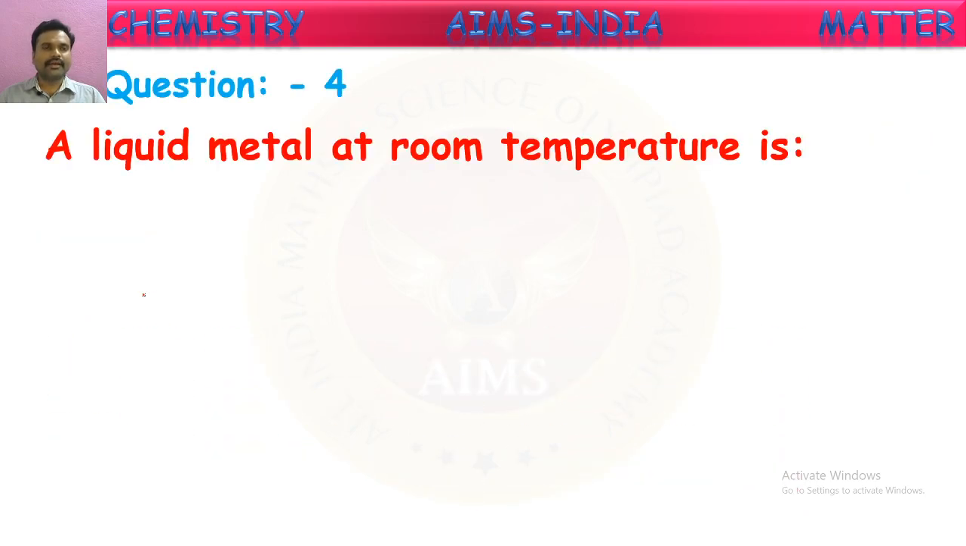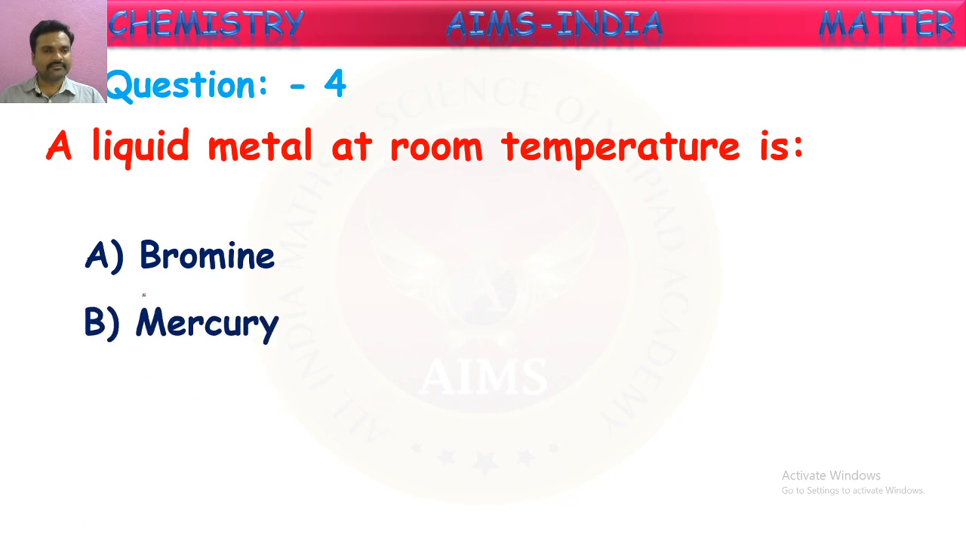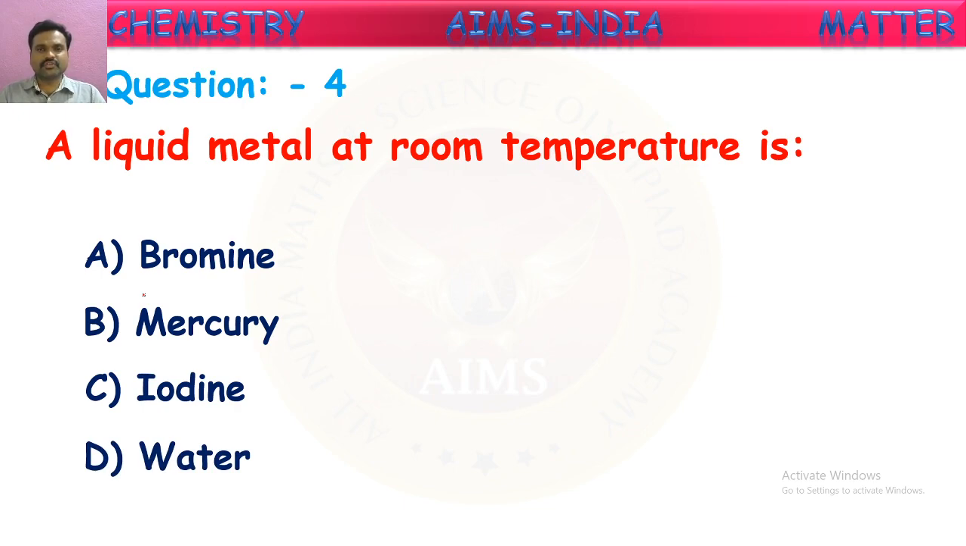Next, a liquid metal at room temperature. Out of all the metals, mostly all the metals are solids, but only one is in the liquid state, we told. What is it? Oh, already some of you have given the correct answer, right? Without options. Let me say the options. The remaining can also try. Bromine, mercury, iodine, and water. Out of these, which is a liquid metal? Yes, good. It is mercury. Bromine is a liquid non-metal, whereas mercury is a liquid metal. Good.